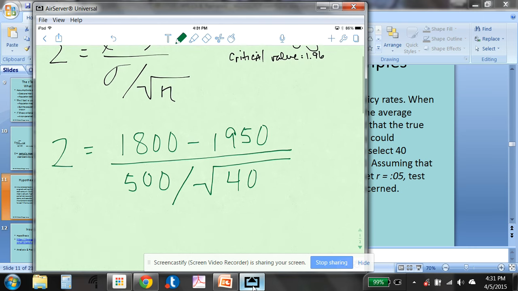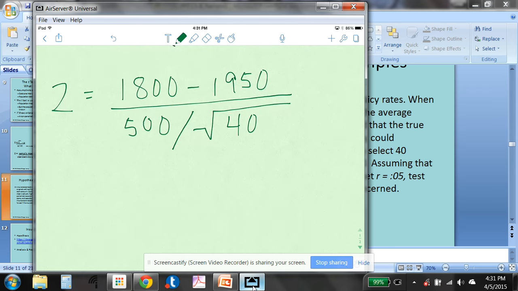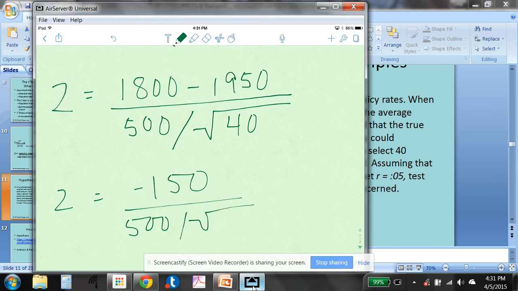So let's scroll up here. We've got Z equal to 1,800 minus 1,950. So it's going to be 150 over 500 divided by the square root of 40. And the square root of 40, if we do the calculations, is going to be 6.3245.